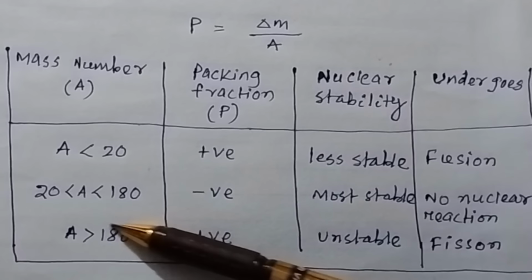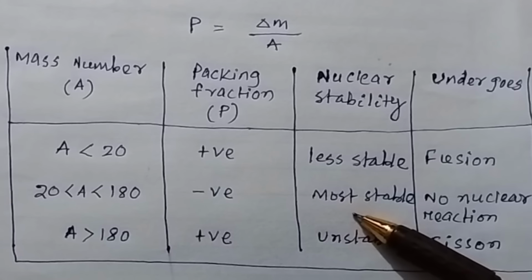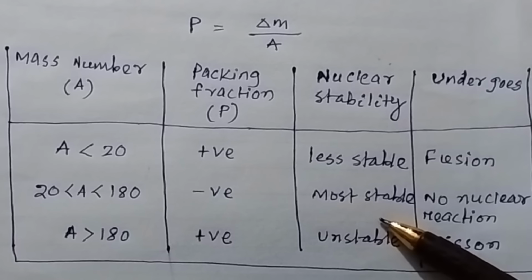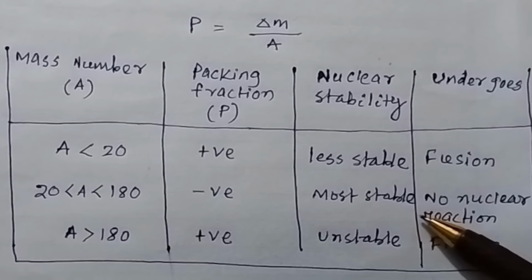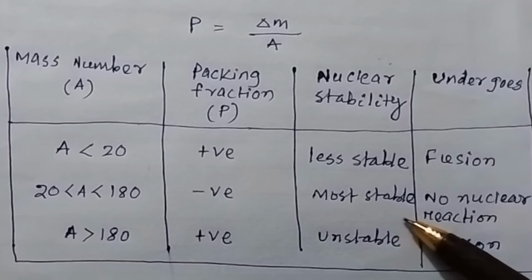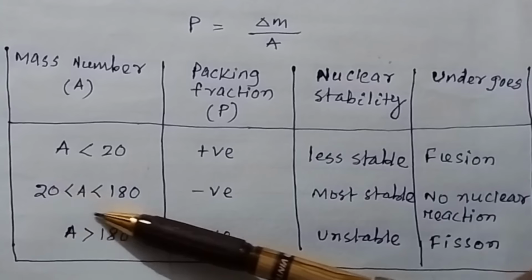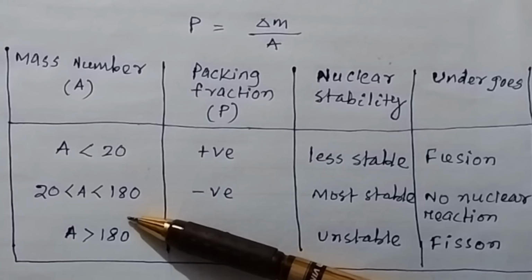That means for mass number 20 to 180, the nucleus is most stable, and in this case there is no nuclear reaction because the nucleus is more stable, or most stable. There is no nuclear reaction for the mass number in between 20 and 180.